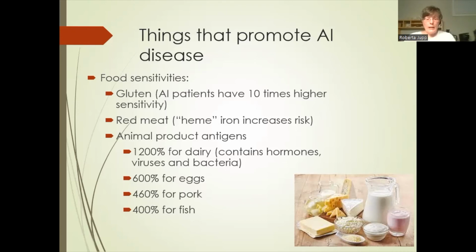There's some antigens in animal products. Whenever we have dairy, we have 1200% increase in risk of inflammation. And we see a lot of people who are dairy or lactose intolerant, and that could cause inflammation in their body on top of the hormones and things that they put in there. Eggs can raise our risk 600%, pork 460, and fish 400. So that's just the antigens that are in the animal products. Again, we don't have to cut them out completely, but someone that's on a keto diet, this is pretty much all they're eating, and there's a lot of inflammation building up.